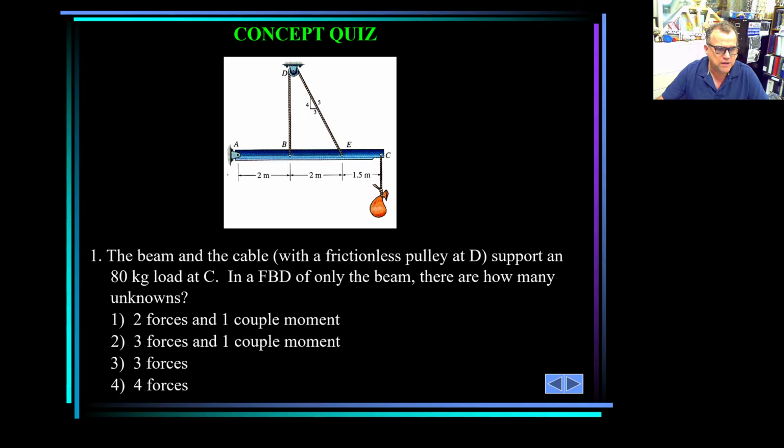I don't know why this is not drawing anything. Yes, but it's not drawing here. Oh, now it's drawing. Only the beam. That means that I'm going to cut only the beam. There. Let me change colors. I don't know if you can see that. If you're colorblind like I am, maybe you cannot. Okay, there you go.